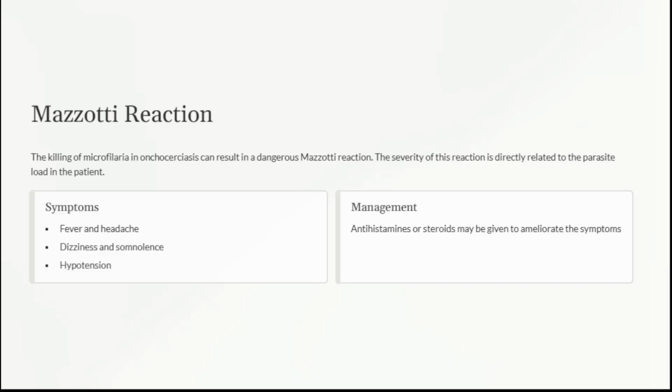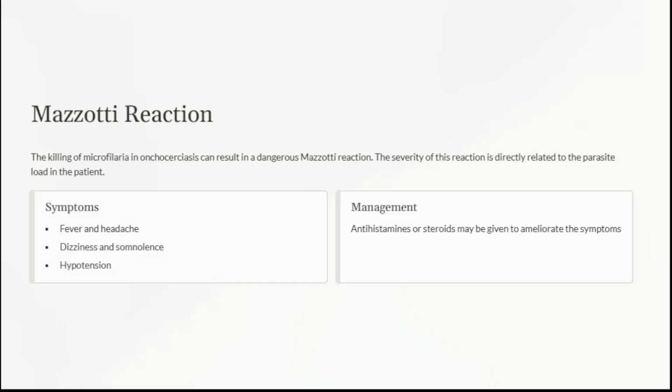The Mazzotti reaction. This is an inflammatory response that can occur after treating heavy microfilarial infections, especially with onchocerciasis. When large numbers of microfilariae die rapidly, the immune system reacts. Patients may develop fever, severe headache, intense itching, dizziness, hypotension, and muscle or joint pain. Symptoms usually begin 12 to 36 hours after treatment, and it's important that patients are warned that fever and itching may occur as a sign that the medication is working.